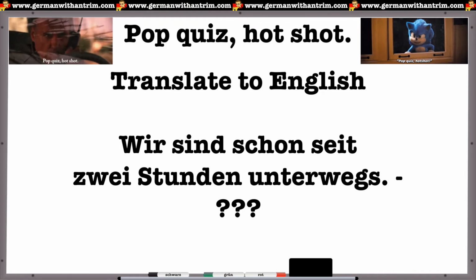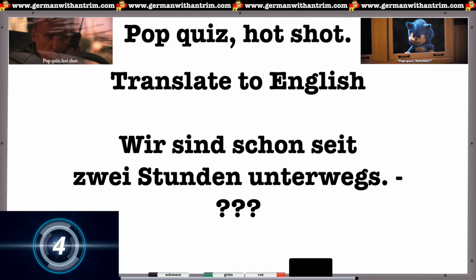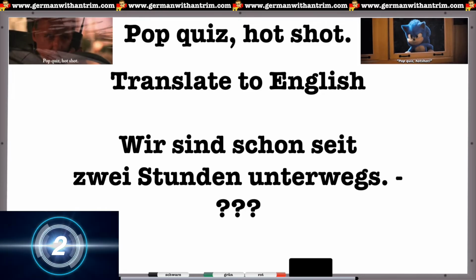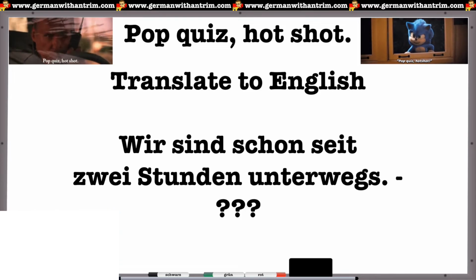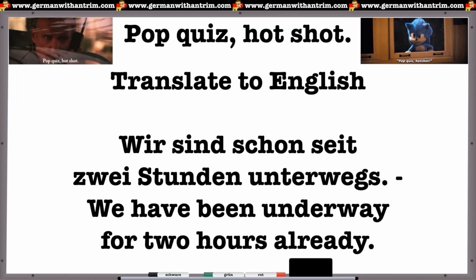How would you translate this sentence? Wir sind schon seit 2 Stunden unterwegs. The correct translation is, we have been underway for 2 hours already.